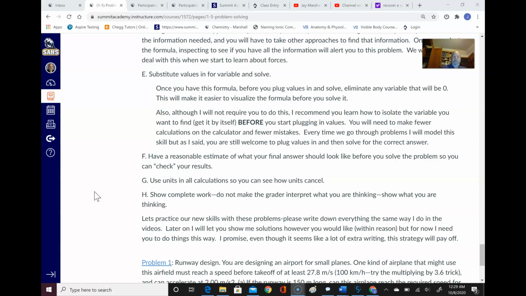And then finally, you have to show all this work. You can't just do part of this and then say, oh, I get the rest of this, I'm just going to write the answer out. You can't just plug values into a calculator and then just show me the final answer.